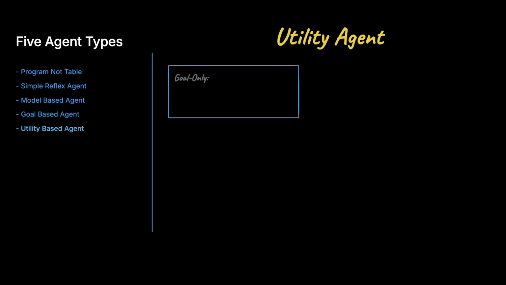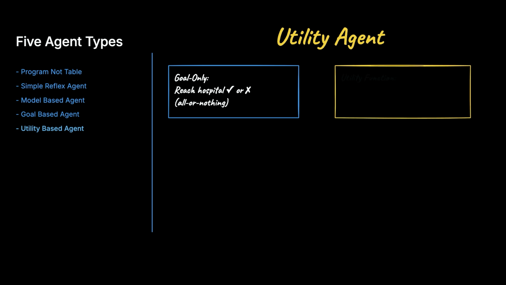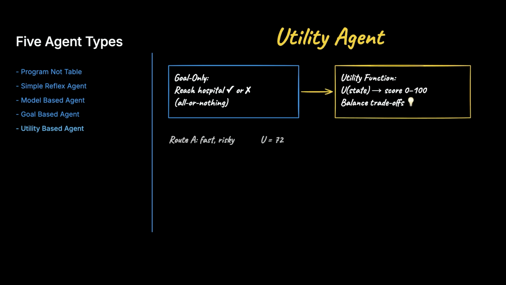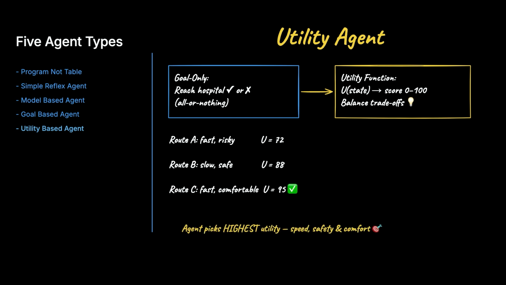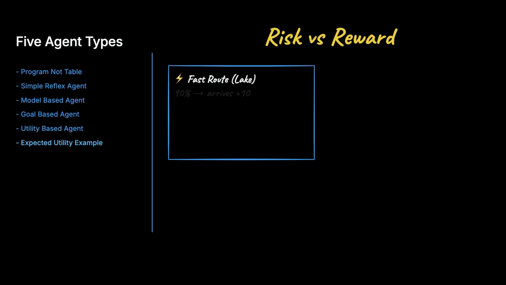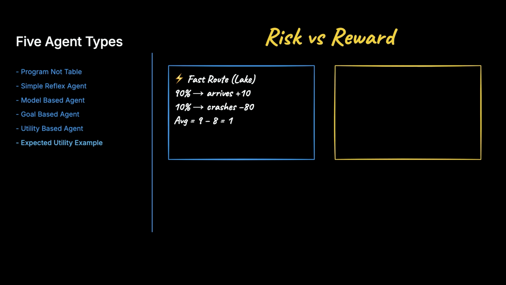The fourth type is the utility-based agent. A plain goal is all or nothing, but real life needs trade-offs. A utility function maps each state to a number measuring how desirable it is. So the agent can compare states that all reach the goal and balance aims like speed, safety, and comfort, weighing good against likely. Let me make this vivid with a delivery drone choosing between 2 routes.